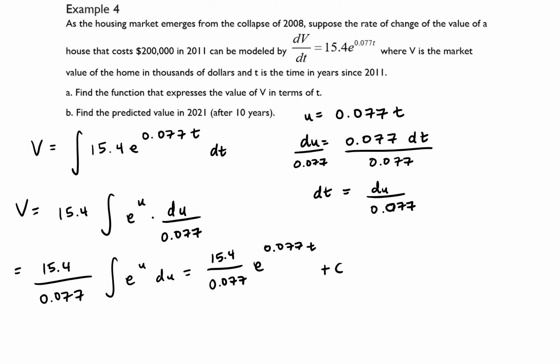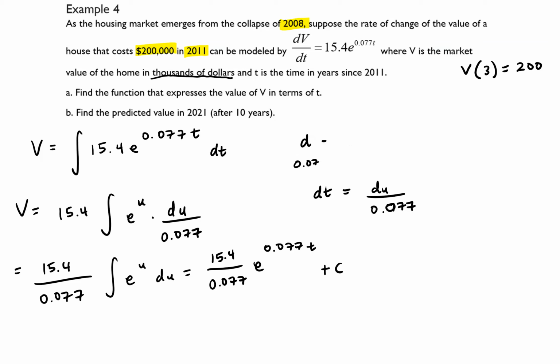But we know we have the information that in 2011, the cost of a house was $200,000. And so 2011 is 3 years after 2008. So we know that, I'll write it up here, that v of 3 is equal to, v is in thousands of dollars. So v of 3 is going to equal 200. So how are we going to use that information? Let me erase some of this stuff.